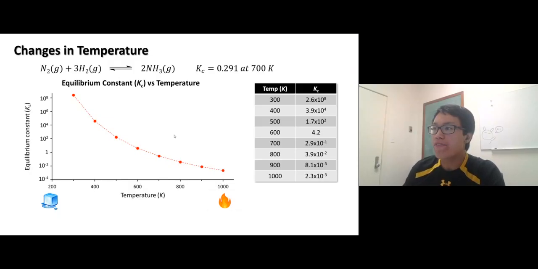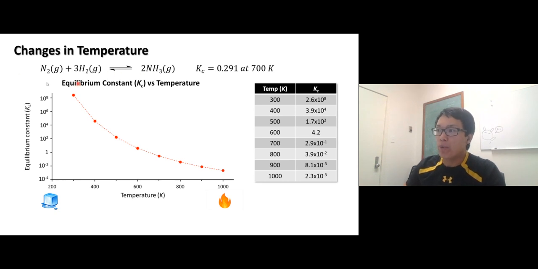All right, one more effect on the equilibrium. We have seen in the past that when you apply stresses onto the equilibrium, the equilibrium will adjust itself to relieve the stress and regain the equilibrium. We have seen that we can change pressure, volume, concentration. But concentration, pressure, and volume do not change the value of Kc.